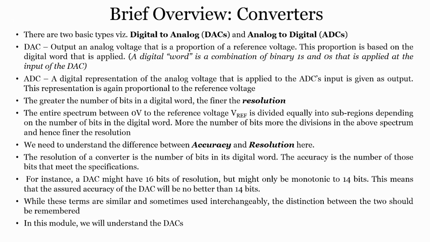We need to understand the difference between accuracy and resolution. The resolution of a converter is the number of bits in a digital word, whereas accuracy is the number of those bits that meet the specifications. For instance, a DAC which has 16 bits of resolution might only be monotonic to 14 bits. This means that the assured accuracy of the DAC will be no better than 14 bits. So resolution can be 16 bit, but the accuracy will be 14 bit. While these terms are similar and sometimes used interchangeably, the distinction between the two should be remembered.